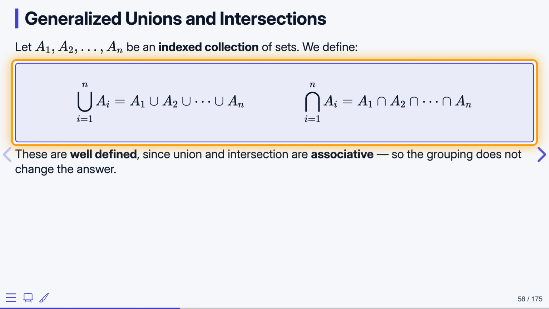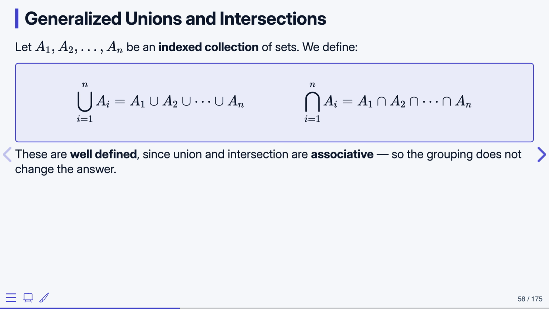The big intersection symbol, the tall cap, means A sub 1 intersect A sub 2, and so on up to A sub n. It means every element that is in all of the sets. These are well defined, meaning there is no confusion about the answer, because union and intersection are associative. The order in which we group the sets does not matter.